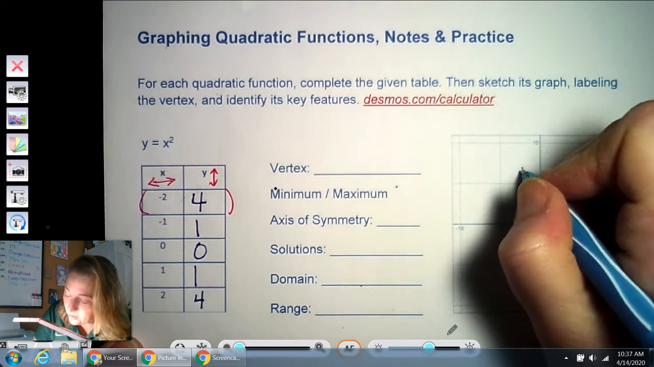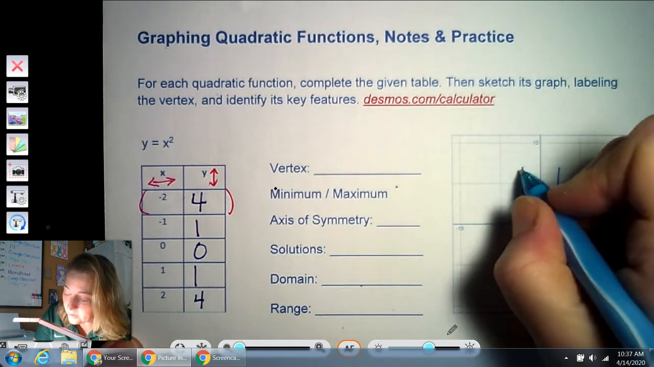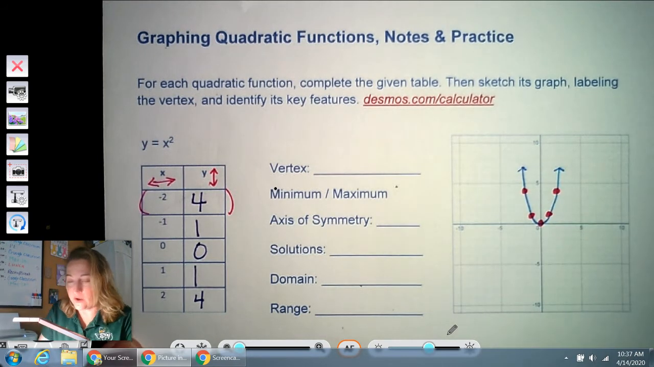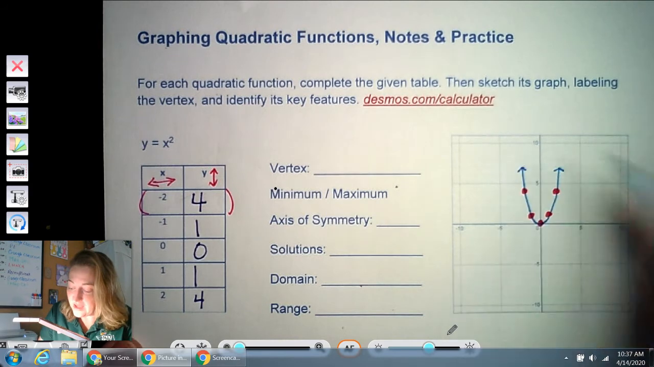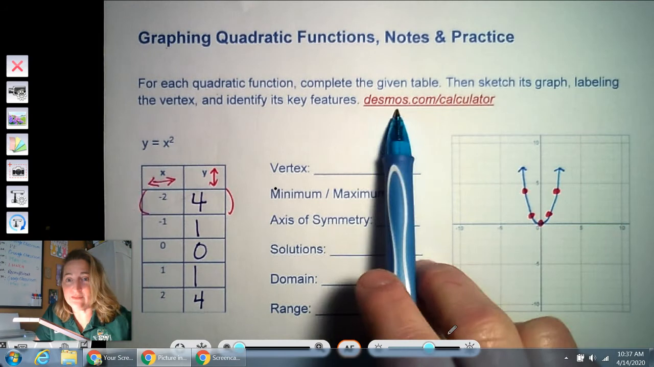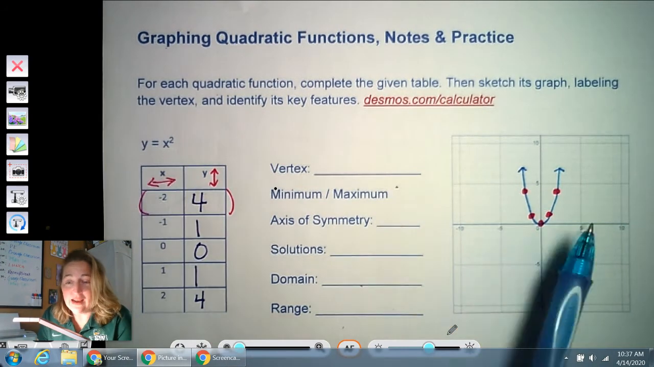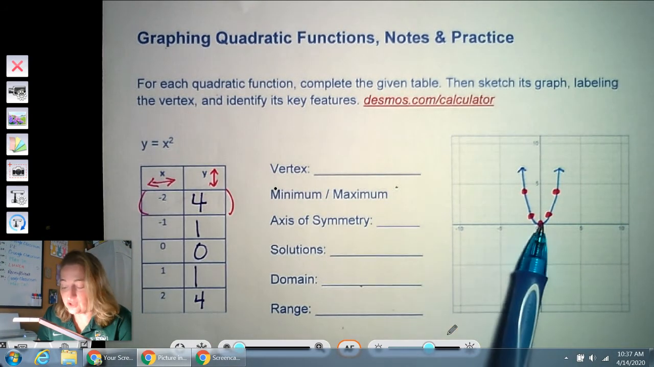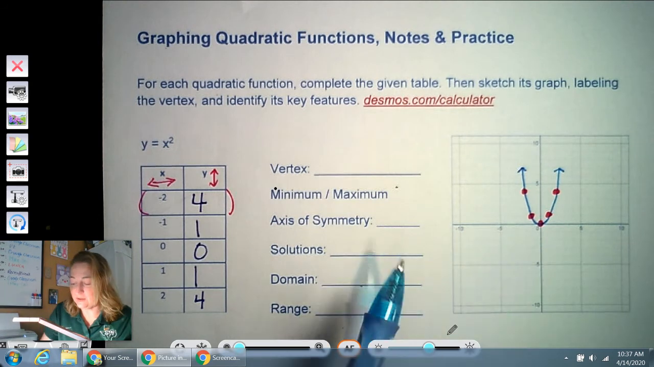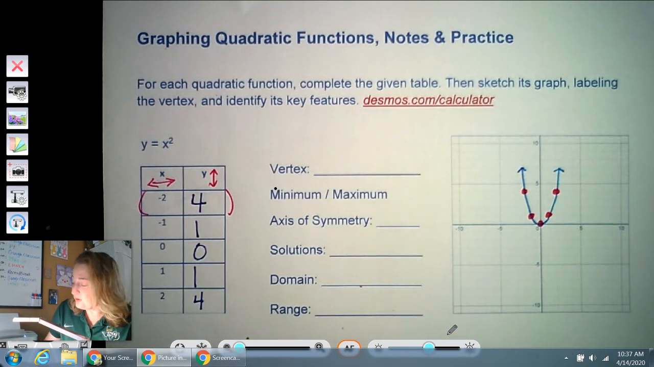Okay, and then what I want you to do is make sure that at your endpoints you're putting an arrow, because these parabolas don't stop where our pen stops. They keep going on and on forever. So that would be the graph of y equals x squared. And again, you could go back to desmos.com and graph that, and it should give you a picture that tells you that you've done a good job graphing this parabola, or that maybe you need to go back and double check something.